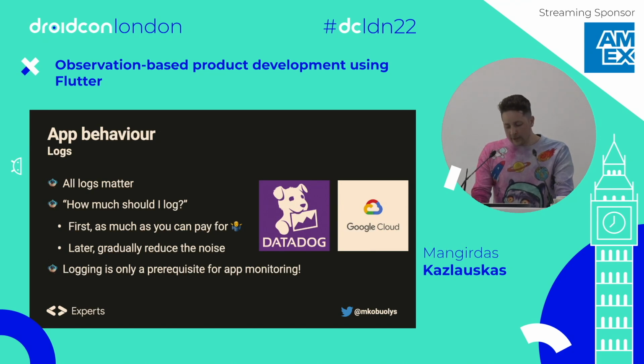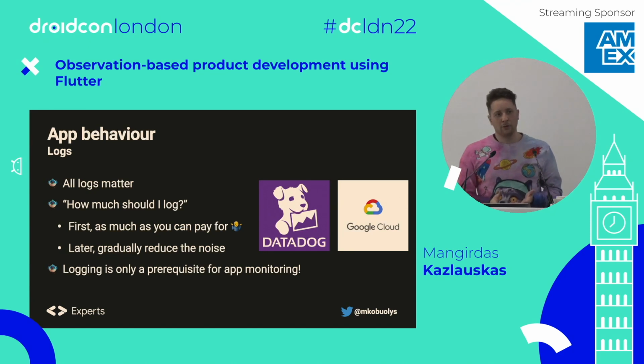And then there's a question: how much should I log? My answer to this is basically log everything by default, or at least as much as you can pay for. And especially when launching a new product, you will probably have no idea, or you won't be quite sure, how your app will perform in public.